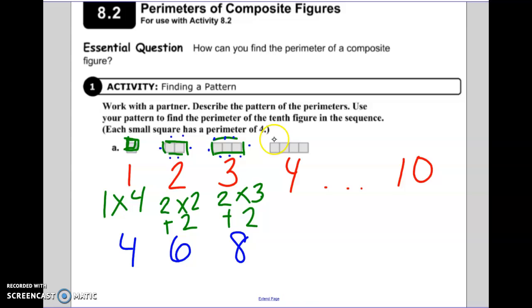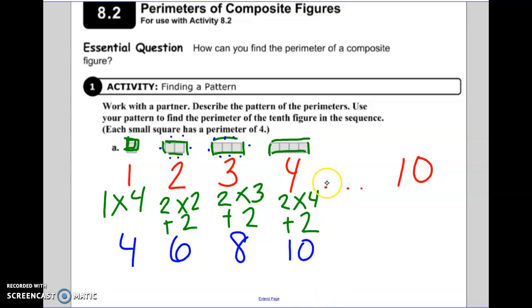I can continue doing this. That's 2 sides that are length of 4. So that's 2 sides of length 4, plus 1, 2, plus 2 on the end. And the perimeter of that guy, 2 times 4 is 8, plus 2 is 10.